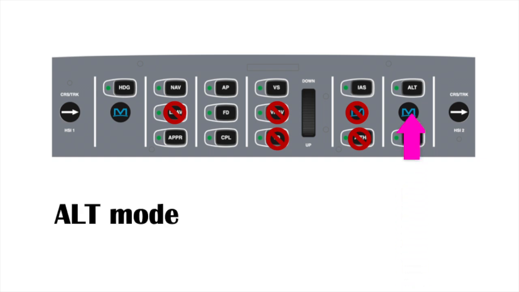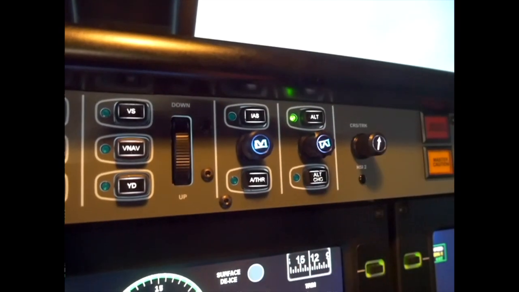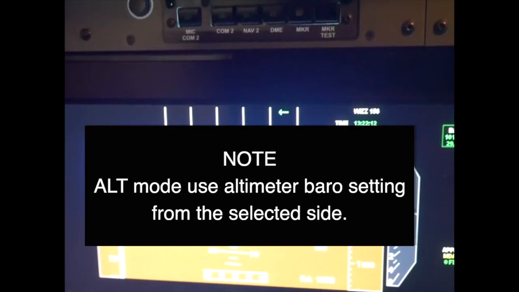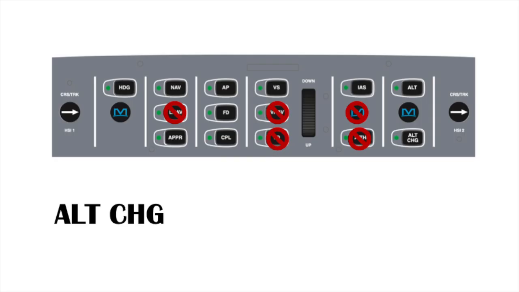By pressing the Alt button, Alt mode will be engaged. This mode maintains the altitude at which Alt mode was engaged. Alt mode uses altimeter baro setting from the selected side. Alt change arms the Alt mode.